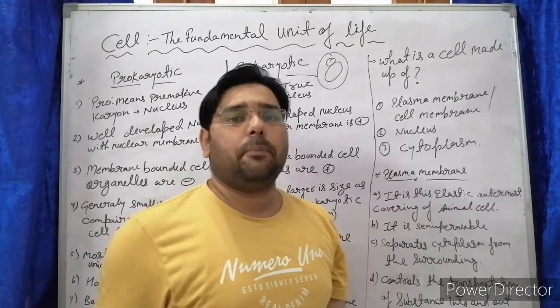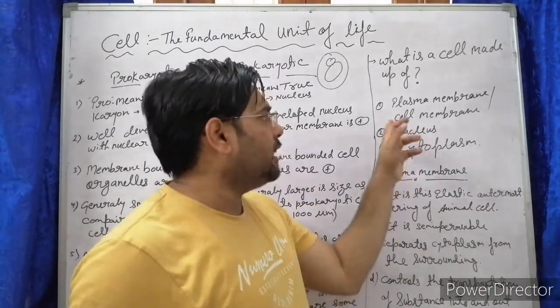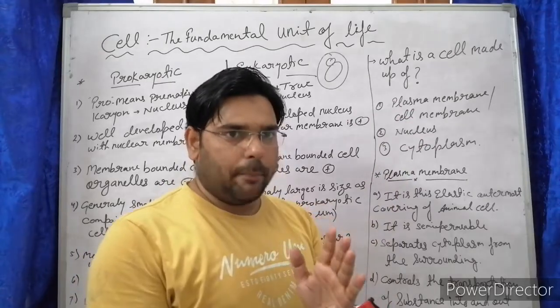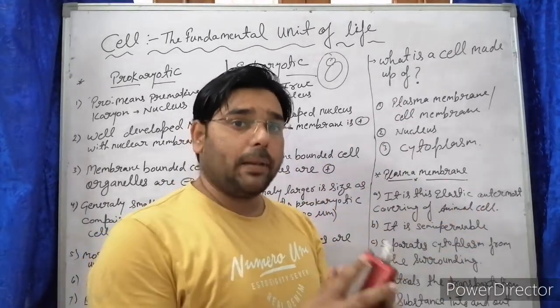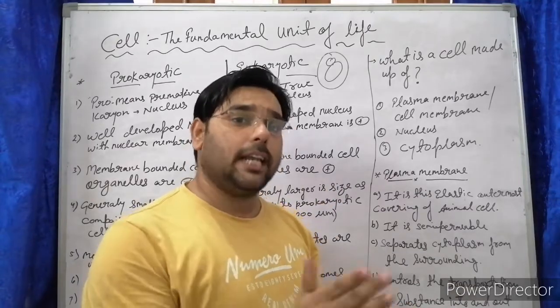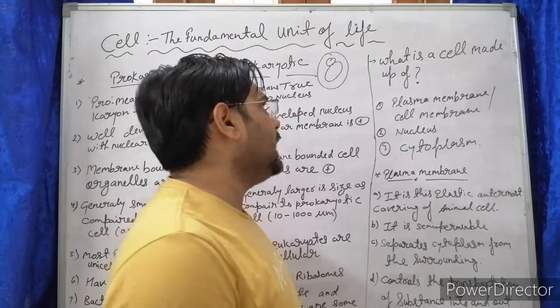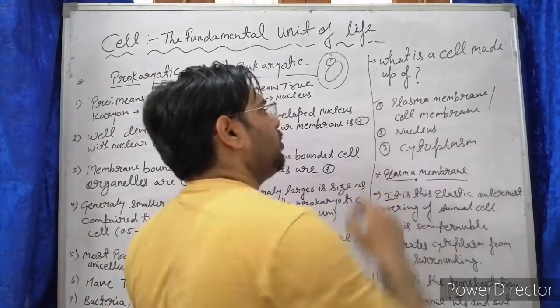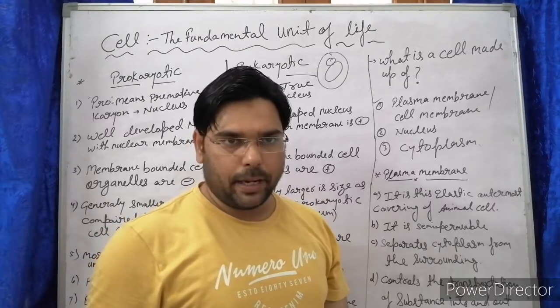In this whole chapter we just have to study these three topics. First we have to study the plasma membrane, then the nucleus, then the cytoplasm. In the cytoplasm we have to study the cell organelles also. Okay, so let's start the first topic, the first component of the cell, that is the plasma membrane or cell membrane.